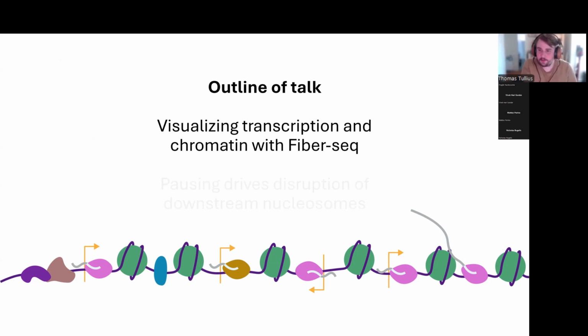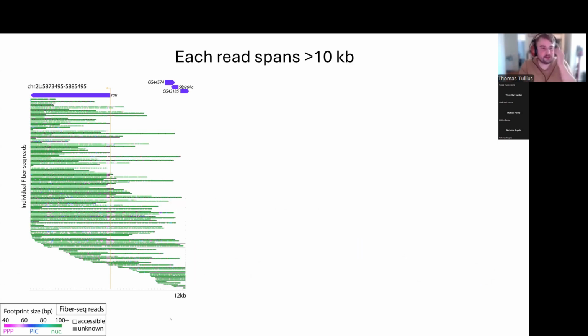Okay, so what does a footprint in fiber-seq look like? Here we're going to be focusing on just a random locus, which I think has nice example genes. We're going to be looking at this gene RAU, and you can see that if we zoom out and look at these fiber-seq reads, we're covering a very large area. In this 12 kb region, a lot of these reads are spanning the entire region or are truncated on one side or the other. And so they're including not just RAU, but also these other genes upstream.